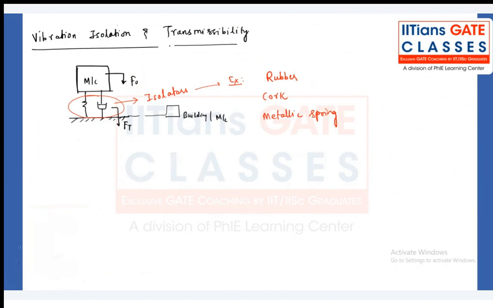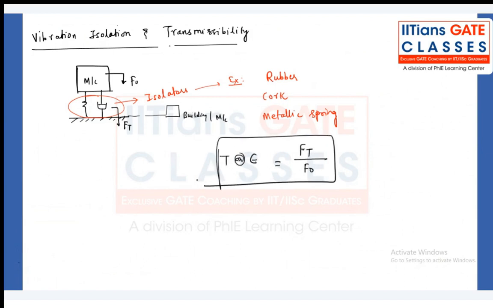Now we are very much interested to know how much of the force is getting transmitted to the ground, compared to how much actual force is applied to the machine. This ratio will be called transmissibility, or T. For a good isolation, this value should be less than 1. Whatever force is transmitted to the ground should be very, very much less than F naught.